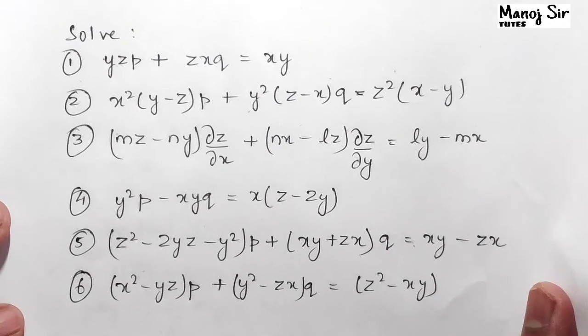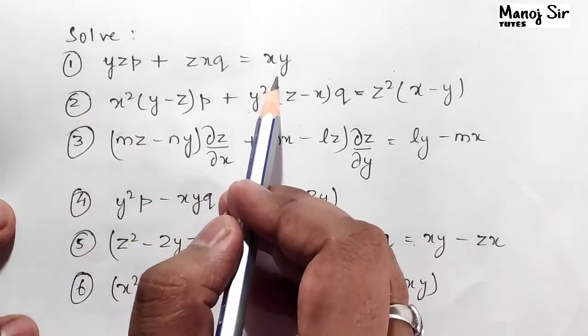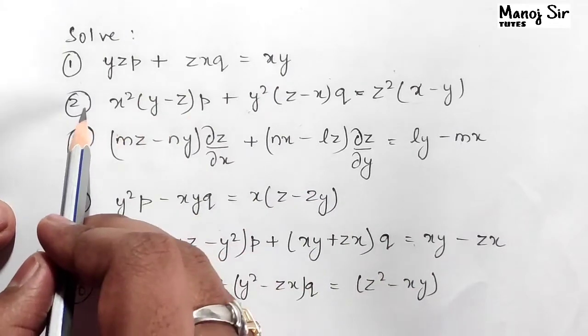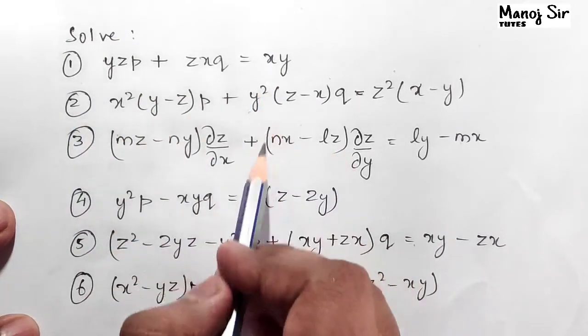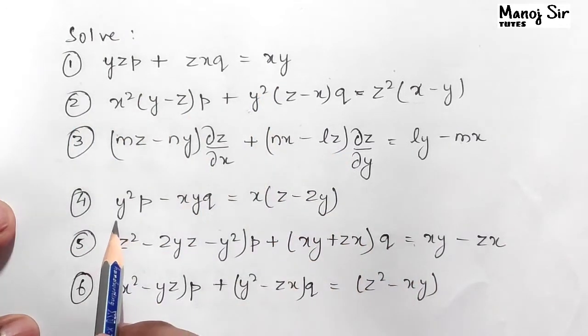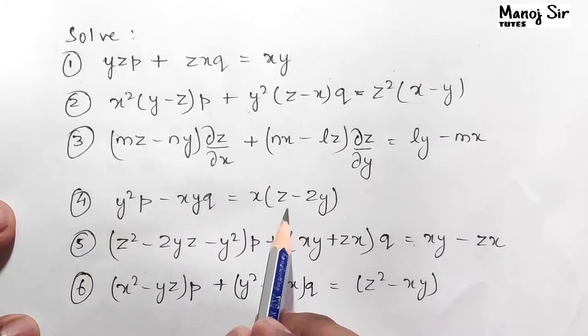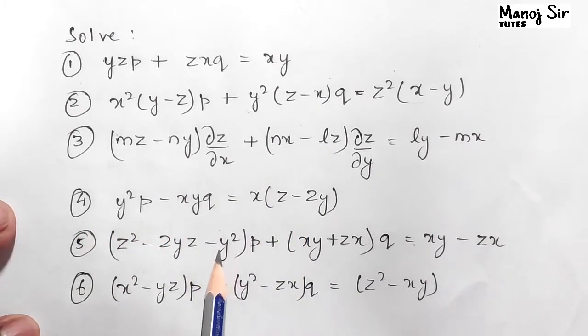Now, in video number 9 we have already solved this problem, a very basic problem. Video numbers 10 and 11 had very good questions. In the previous video, video number 12, we solved this problem, and in this particular video, video number 13, we are going to solve this problem. In the next video, video number 14, we will be solving the most important problem of this topic, that is this problem. So from video number 9 to 14, you are going to solve 6 problems on Lagrange's linear partial differential equation.